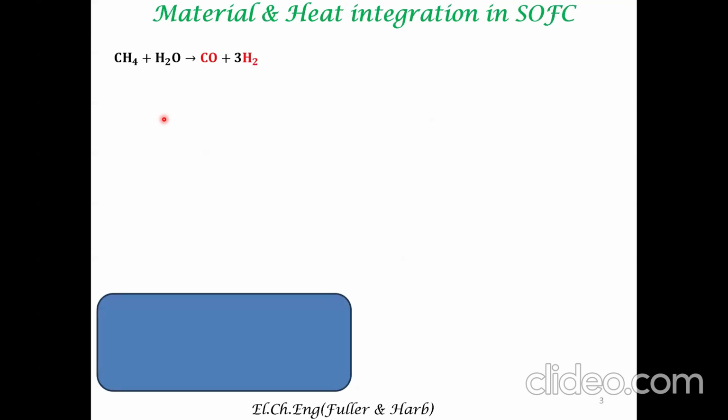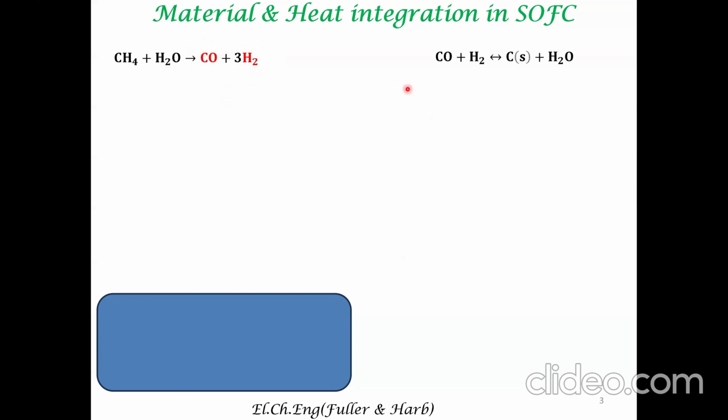As mentioned in an earlier lecture, typically hydrogen is generated by a reforming reaction. This is an example of a methane steam reforming reaction, wherein the products are carbon monoxide and hydrogen. In the context of a solid oxide fuel cell, not only hydrogen, carbon monoxide can also act as a fuel.